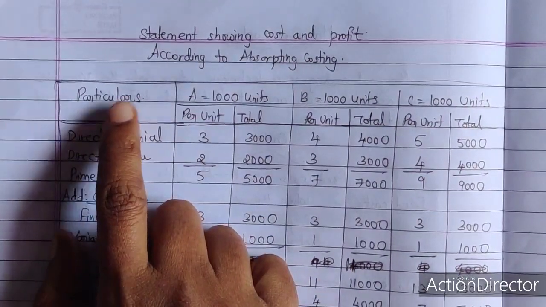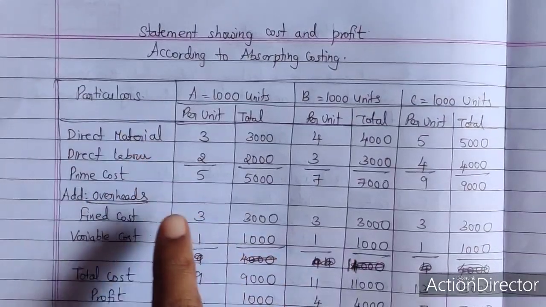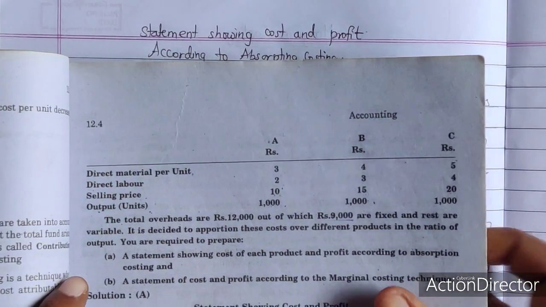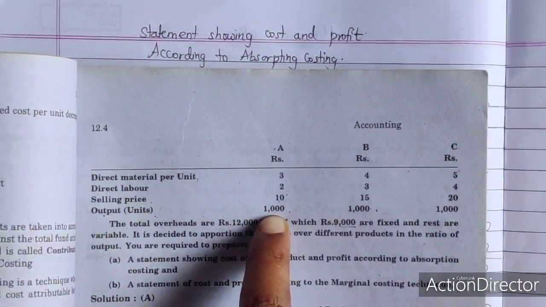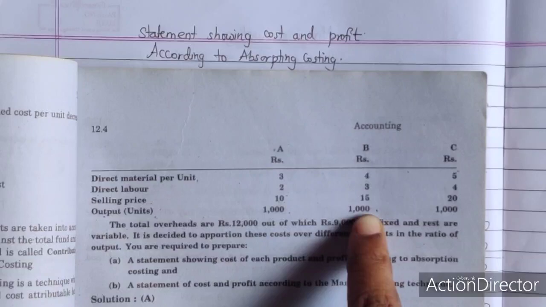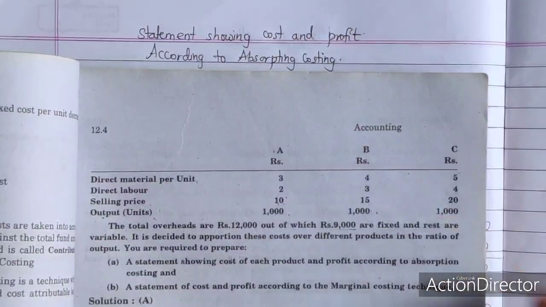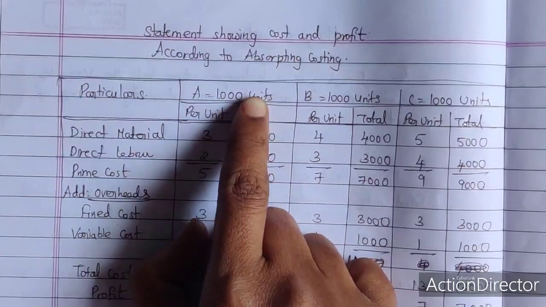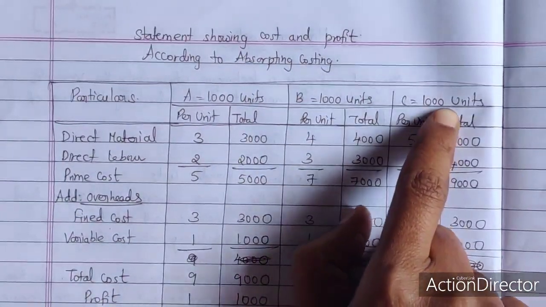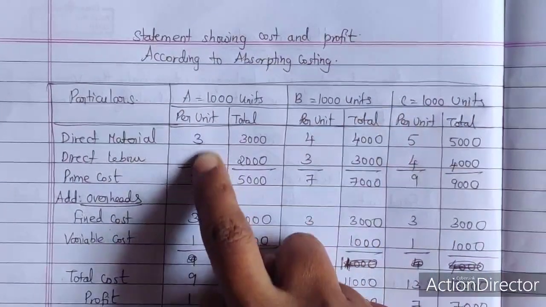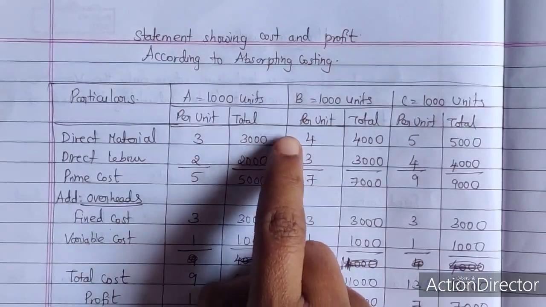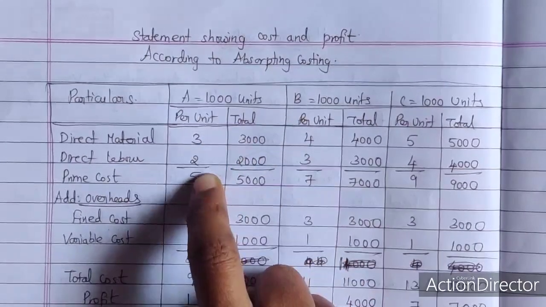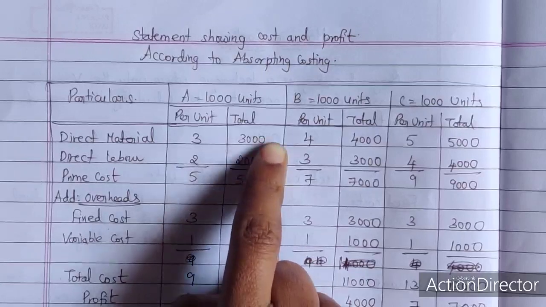So first here we have to mention the particulars. So A is 1000 units. They have given in the problem itself 1000 units. And for B 1000 units and for C also 1000 units. They have produced equally. 3 products have been produced equally. So A is 1000 units, B is 1000 units and C is 1000 units. They have given us per unit prices. We have to calculate it for total 1000 units. They have given us per unit and we have to find it for total.